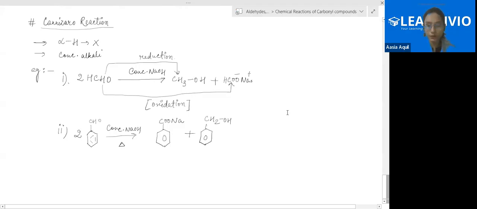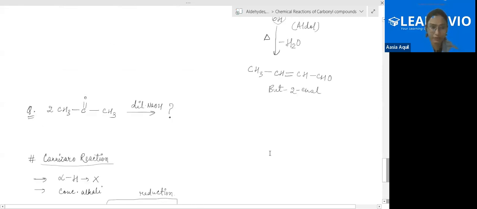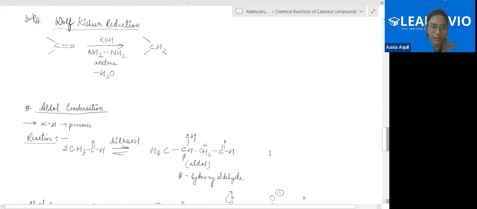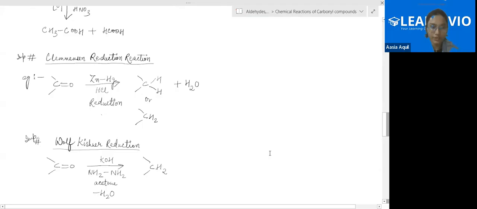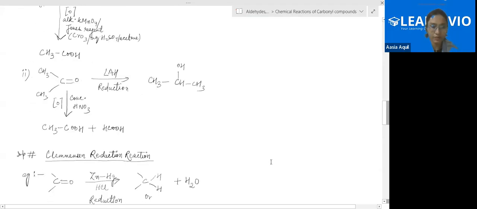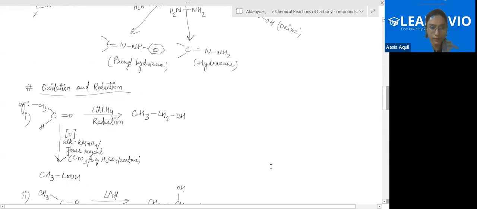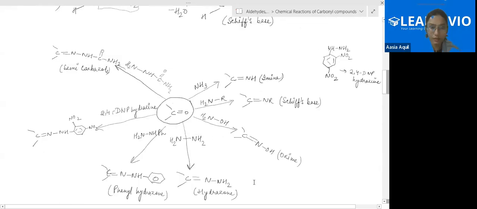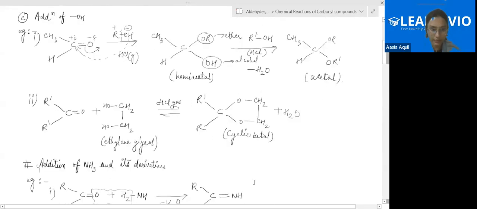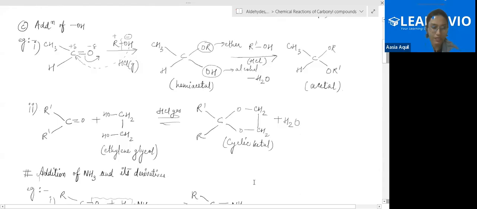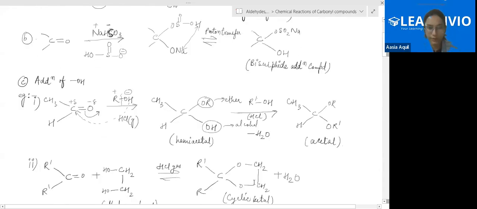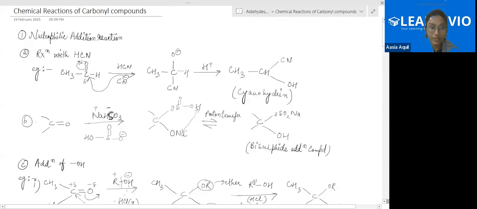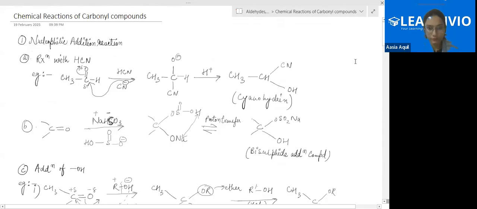Okay. So these are very, very important from your exam point of view: Cannizzaro reaction, aldol condensation, Wolff-Kishner reduction, Clemmensen reduction. The examiner can ask directly, so write the mechanism of aldol condensation, write the mechanism of Clemmensen reduction. So, hope you got my point.